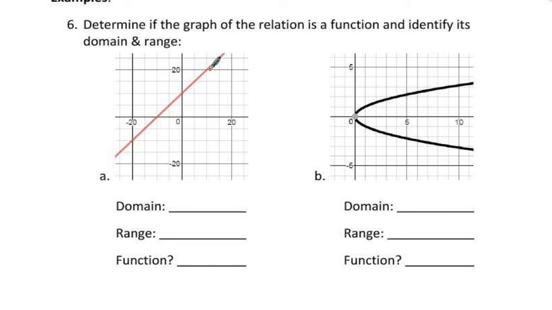Okay, so we can graph this line here and draw a vertical line through it. We see that it crosses only one time, and you could pick any vertical line to run through this. It is only going to cross one time. So yes, it is a function.